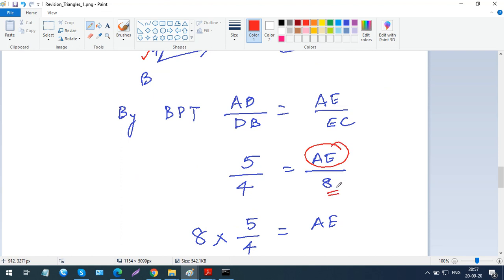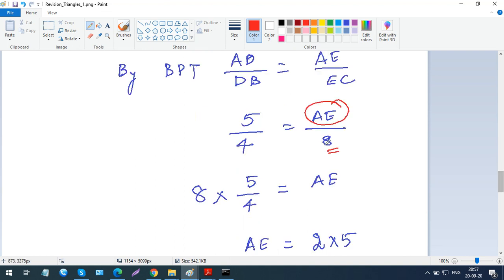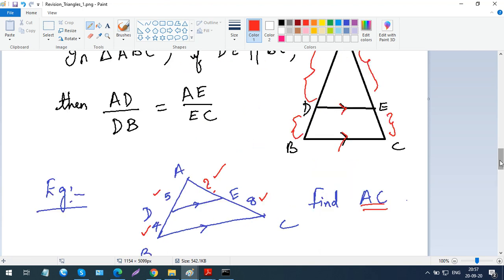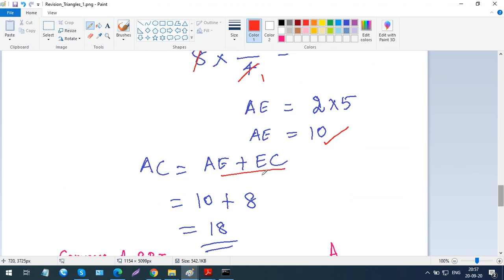Here it was at the bottom, now it will go and multiply on top. So you get AE is equal to, see, 4 ones are 4, twos are... so you get AE is equal to 2 into 5, which is 10. That's your AE, okay? This is 10, but they are asking you to find AC. So AC is total AE plus EC, right? So AC is equal to AE plus EC, 10 plus 8, which is 18, okay?